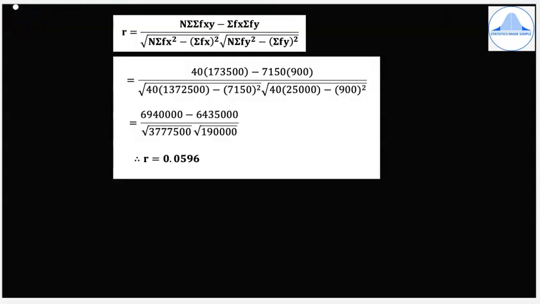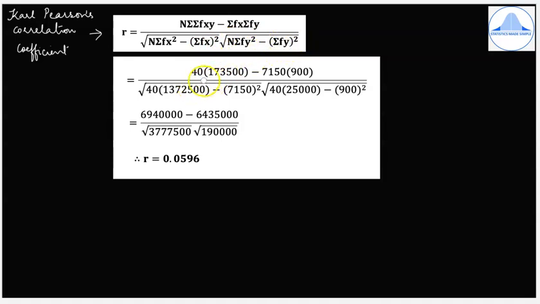Now let us consider the formula for Karl Pearson's correlation coefficient, which has the formula R is equal to capital N into double summation fxy minus summation fx into summation fy, divided by root of n times summation fx square minus summation fx the whole square, into root of n times summation fy square minus summation fy the whole square.